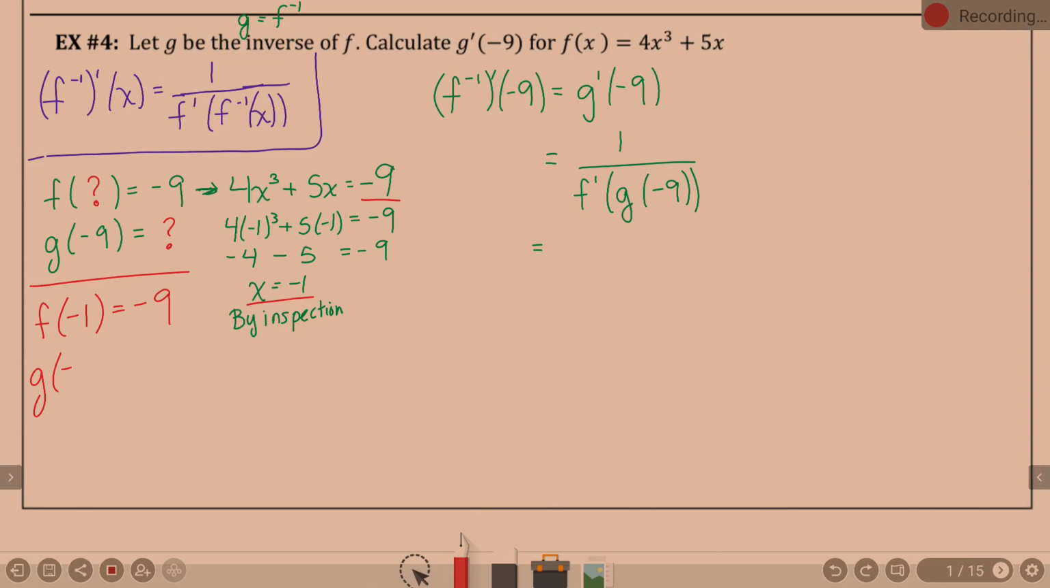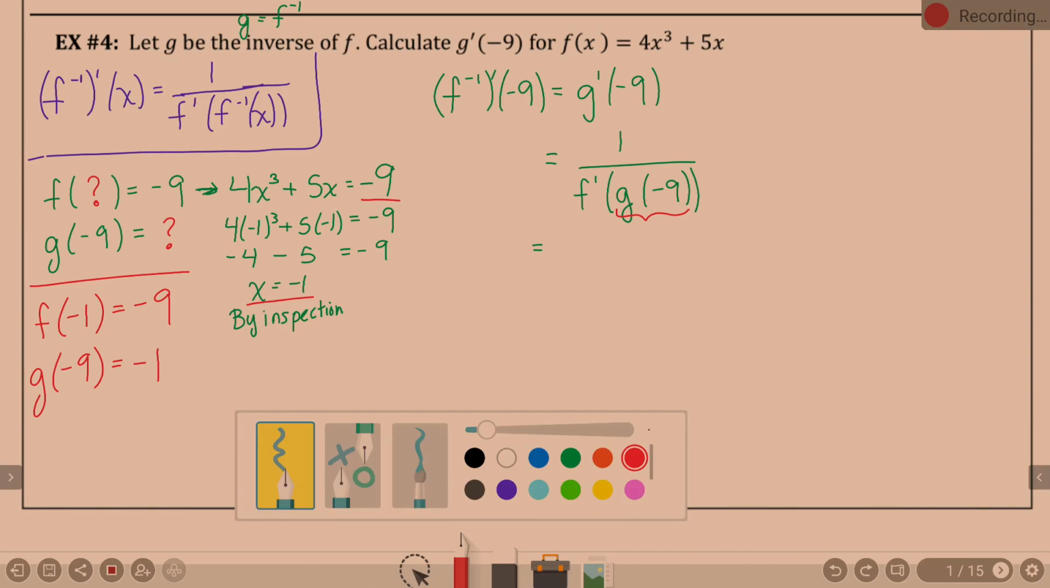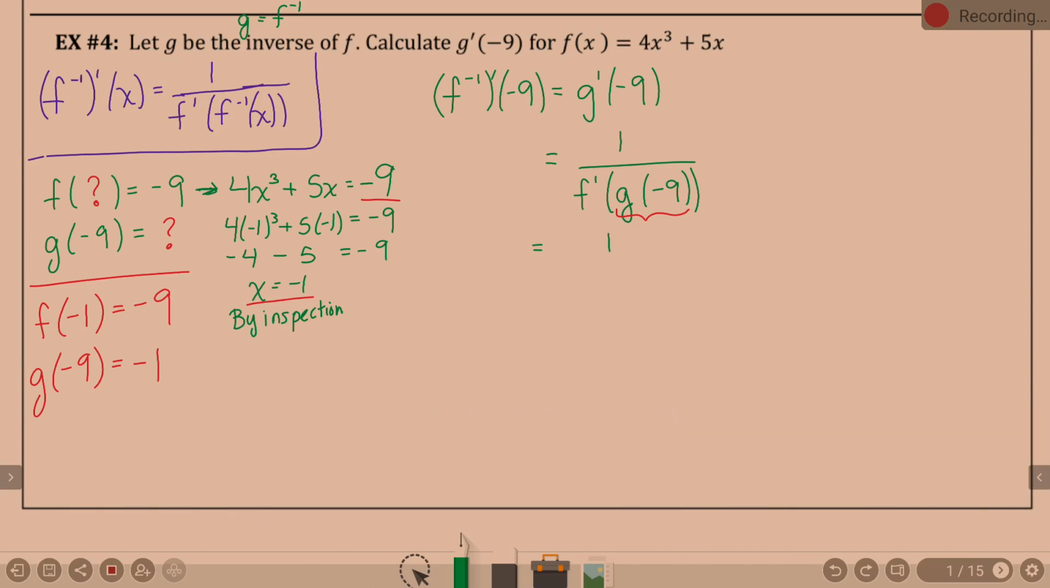G of negative 9 equals negative 1. And what did we need in our formula? G of negative 9. Do we know that? Yes. We do. So I can rewrite this as 1 over f prime of g of negative 9, which is negative 1. Now what? How am I going to do f prime of negative 1?